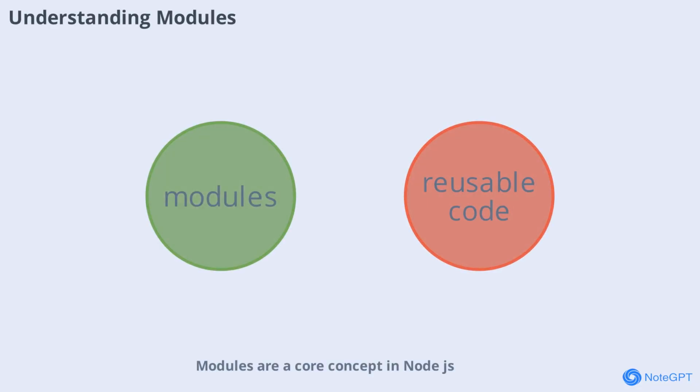Modules are a core concept in Node.js, allowing you to organize your code into reusable pieces. Node.js comes with built-in modules like fs for file system operations and http for creating servers. You can also create your own modules or install third-party ones using NPM. By using modules, you keep your code clean, maintainable, and scalable. Let's explore how to use and create modules in Node.js.